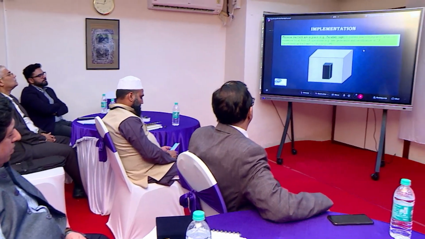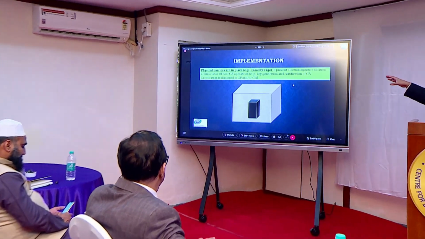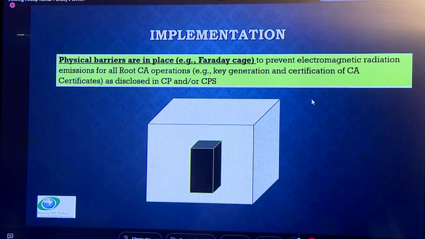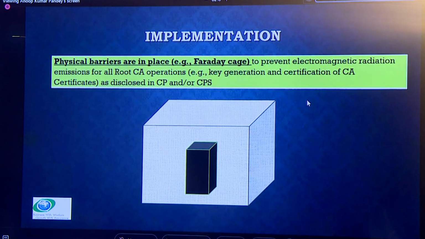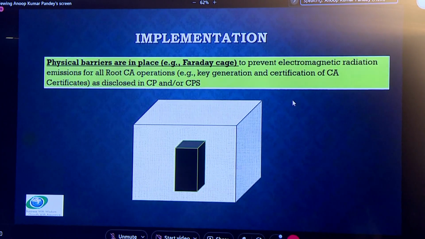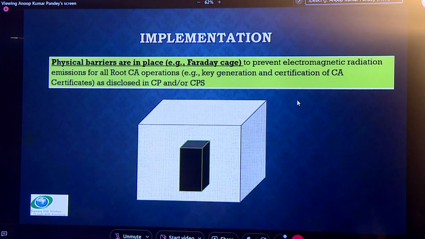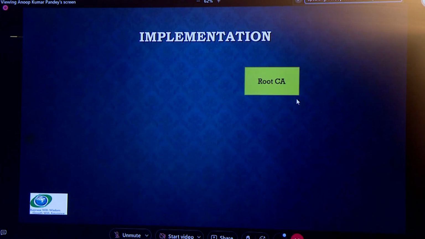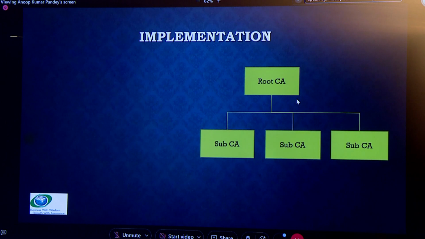Then there is one more criterion: physical certification. The physical place should be a Faraday cage. That means you should have a cage. Based on all these, we have said this should be the criteria. You should have the cage, which we are already doing as per the CCA guidelines. So we are working in a caged environment. That's fine. Next.